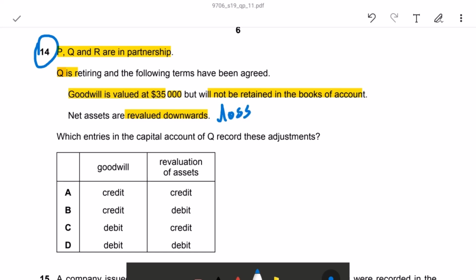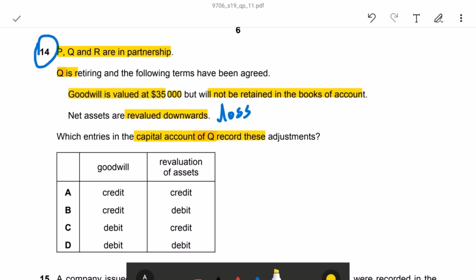Then at the same time they have goodwill valued 35,000. 35,000 goodwill will increase the capital. So which entries in the capital account of Q record this adjustment? Q is leaving the business. So which transaction will be adjusted in Q's capital account? So let's say here goodwill will be credited. It is increasing the value of the capital. At the same time he has to share the downward assets value that is decreased, the loss of the revaluation. That should be given from his capital account. He should share.